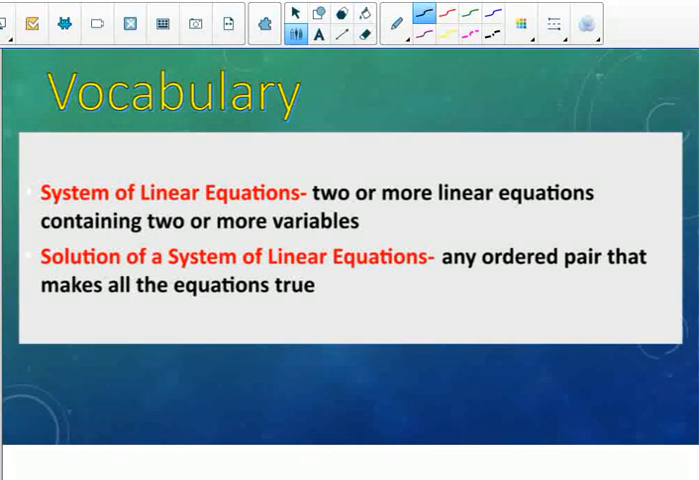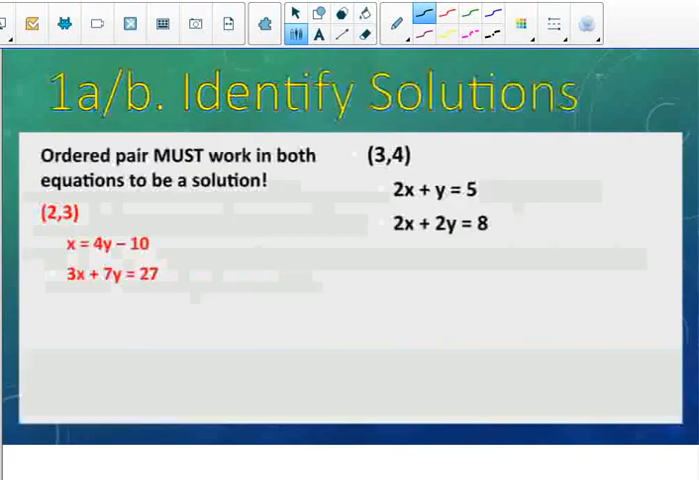When we deal with systems of linear equations, we're dealing with equations that you've already used before. If you think of an area problem, length times width, that has two variables, the length and the width. The ones we're working with today are going to be in the y equals mx plus b format, so slope-intercept form. So here we want to identify solutions, which means where do those two lines meet?